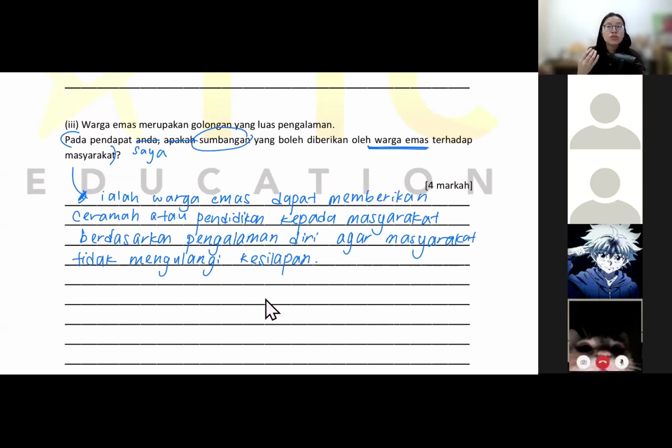It's not just giving to their grandchildren or what. They can become an expert in one field. Maybe they is engineer, so they become like lecturers or anything, or they become the experts in the field. Okay, so selain itu, warga emas juga boleh menjadi pakar dalam sesuatu bidang.